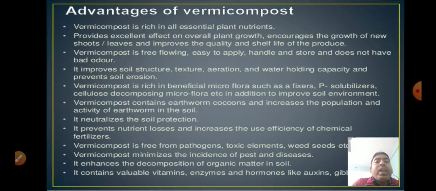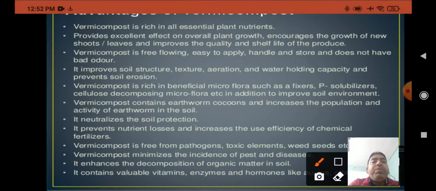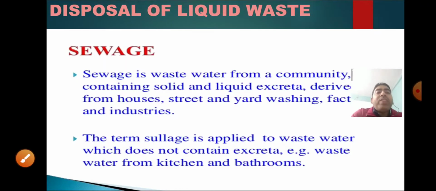It improves the soil structure, texture, aeration, gives air to the soil, and water holding capacity is increased, and it prevents soil erosion. Vermicompost is rich in beneficial microflora such as nitrogen fixers, phosphate stabilizers, and cellulose decomposing microflora. In addition to improving the soil environment, it neutralizes the soil pH, meaning it makes the soil neither basic nor acidic. It prevents nutrient losses and increases the use efficiency of chemical fertilizers. These are the advantages.